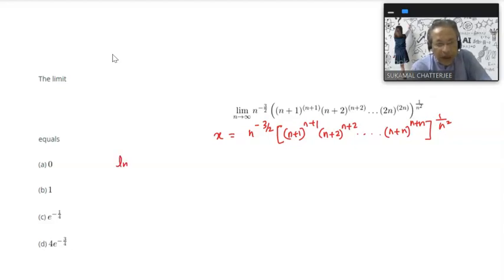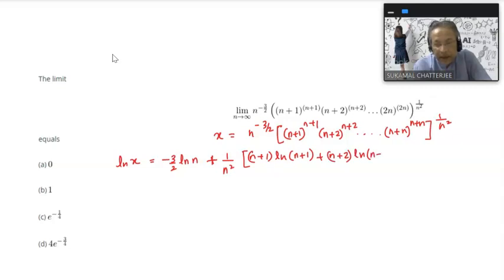If I take log on both sides, I get ln x equals ln of the whole expression, which is minus 3 by 2 ln n plus ln of the entire expression, which means 1 by n square times n plus 1 ln n plus 1, plus n plus 2 times ln n plus 2, and this will continue up to n plus n times ln n plus n.